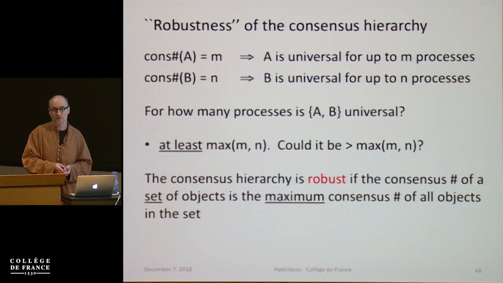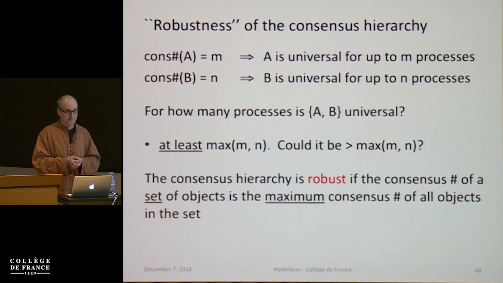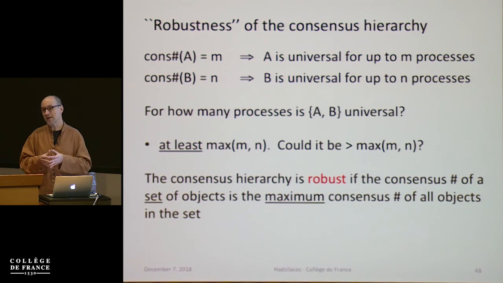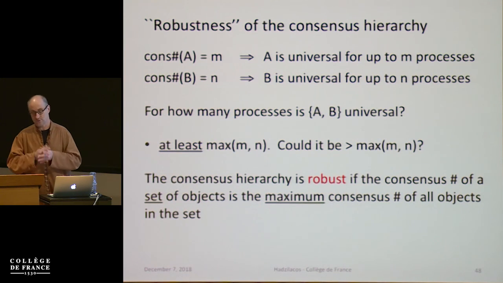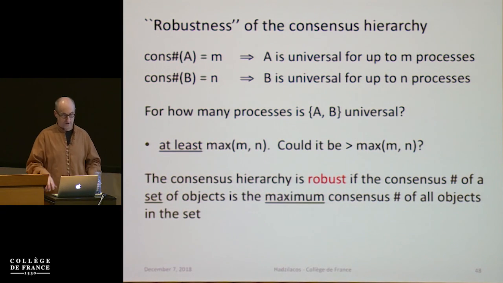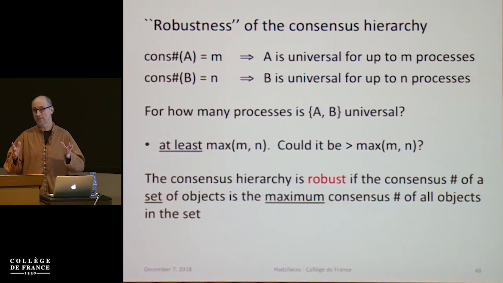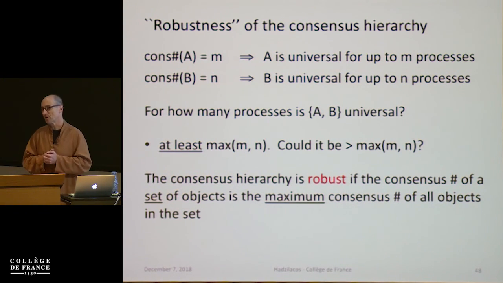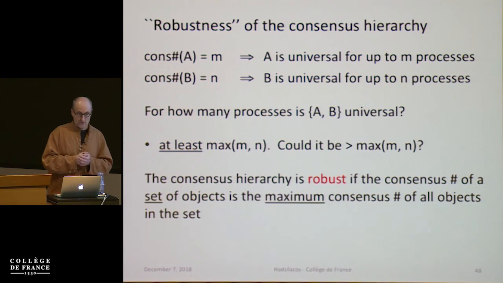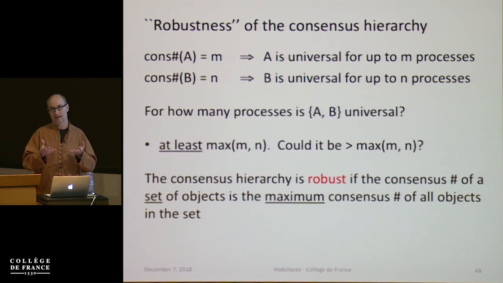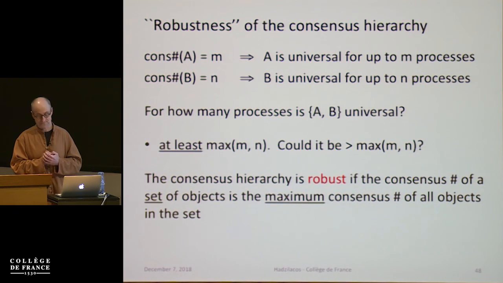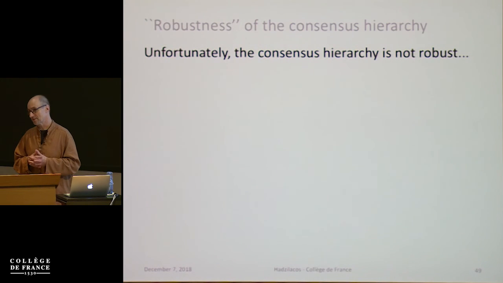Because with the two objects, you can do at least as much as you can do with the better of the two. Now, maybe it is more than the maximum of m and n. So the consensus hierarchy is robust if basically this is not the case. It is not greater than, it is equal to the maximum of the two. So more generally, the consensus hierarchy is robust if the consensus number of a set of objects is the maximum of the consensus numbers of the individual objects. This would be nice because then it would tell me that if you give me a collection of objects, basically I can throw out all of them except the most powerful one, and that would be just as good. Well, unfortunately, this is not true either.